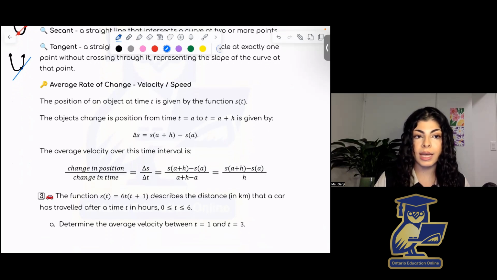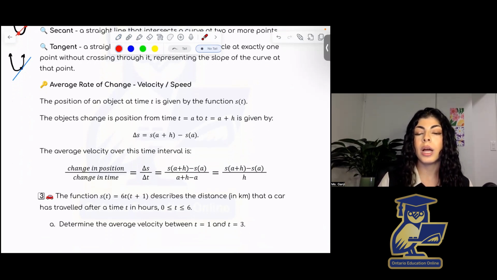Now, we are going to be looking at average rate of change and instantaneous rate of change in connection with secant and tangent, starting with average rate of change, which we see in this lesson, and we'll see instantaneous rate of change in our next lesson. So an average rate of change is pretty much how much your position is changing with respect to the time, which gives you the speed.